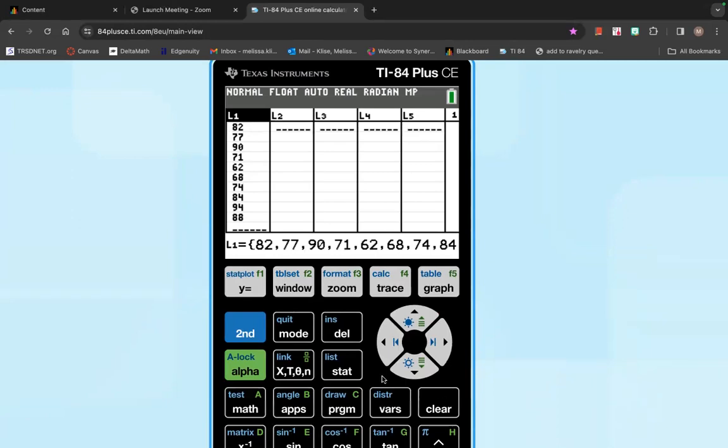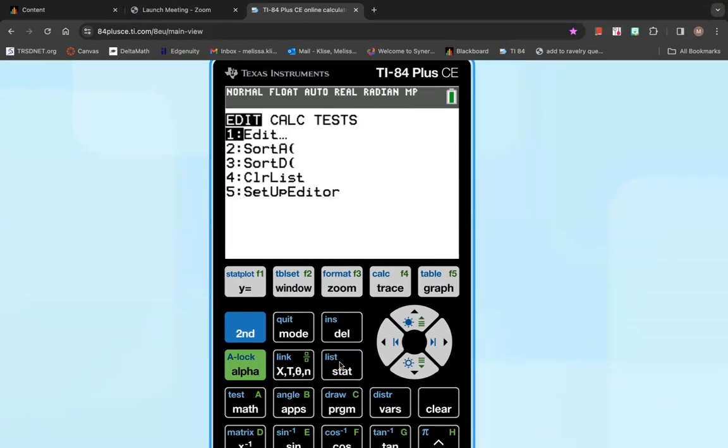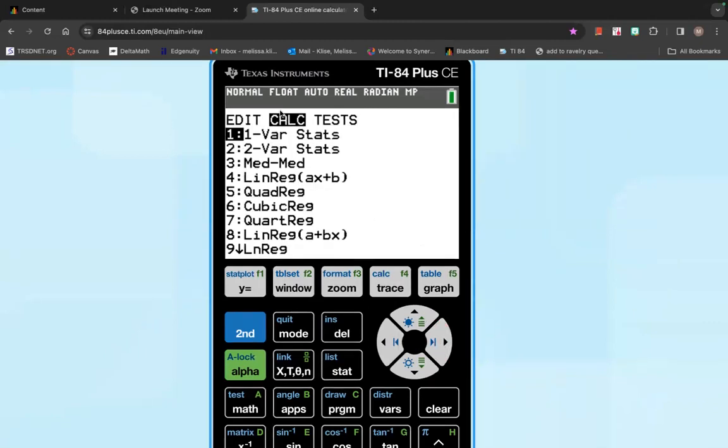Okay, so now that you have all your values in there, hit the stat button. Arrow over till calc is highlighted. So use the right arrow. Calc should be highlighted. And we want the first option, one variable statistics. This is one var stats, one variable statistics. This is what we're looking for. So once again, stat, calc, one variable statistics, one var stats is your first option. And go ahead and hit enter.